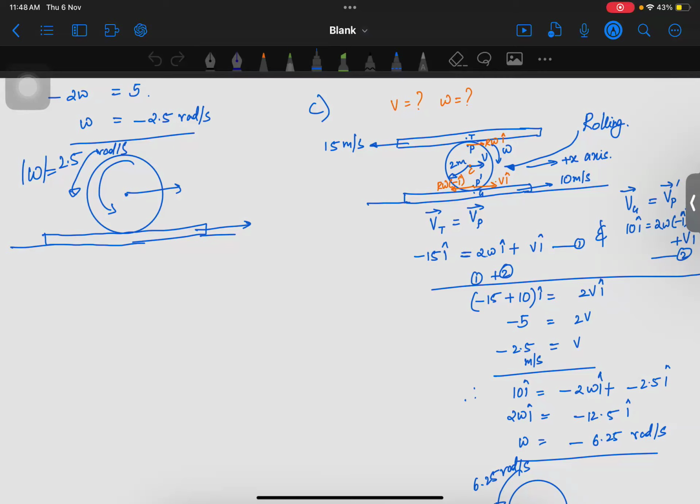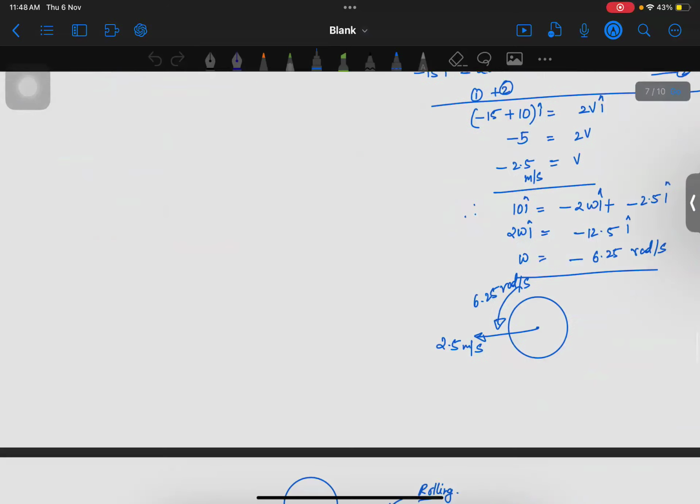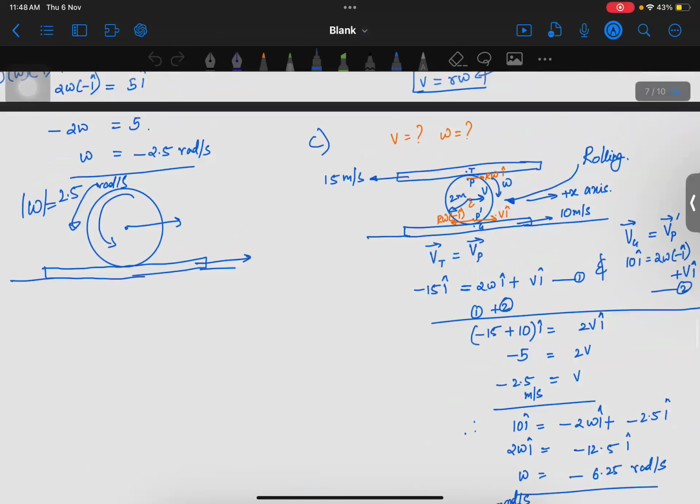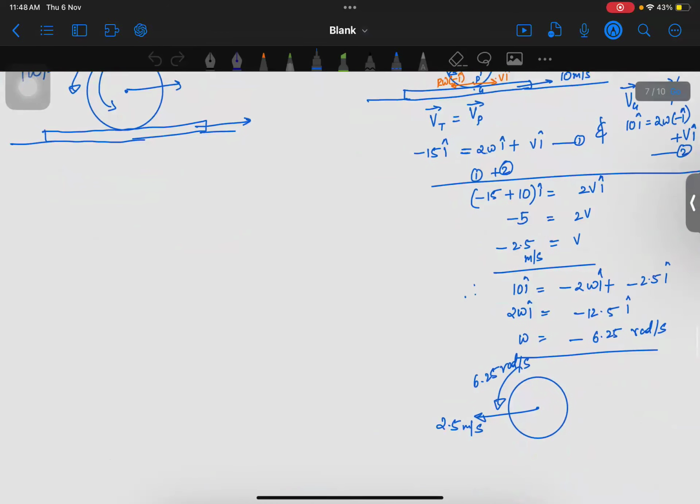So let us continue from where we had left off. We were doing some questions on this rolling motion, right? Let's continue from there.